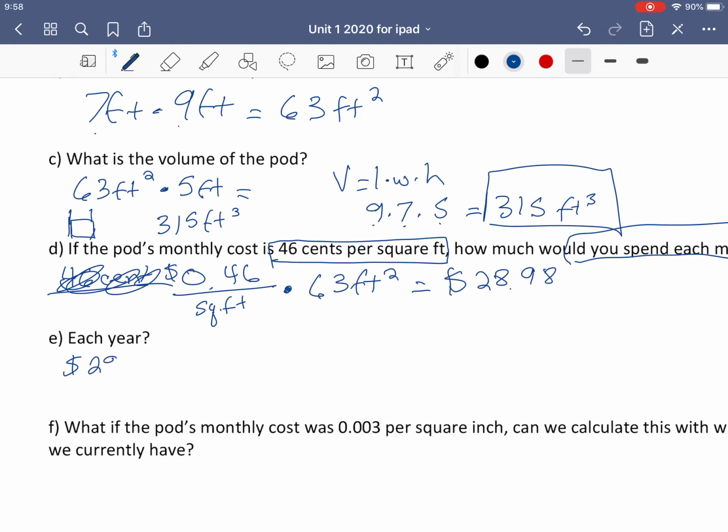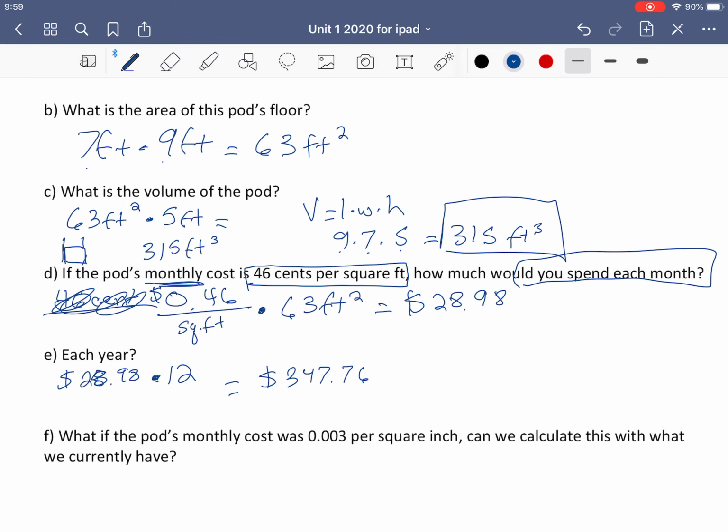How much would this cost each year? Well, it helps that I recognize that this was a monthly cost last time, so I'm going to pay this every single month. So this is technically $28.98 per month, which I'm going to multiply by 12 months per year, and that will give me $347.76 per year. But we're not doing unit conversions yet like that, so we're going to pretend like we don't know.